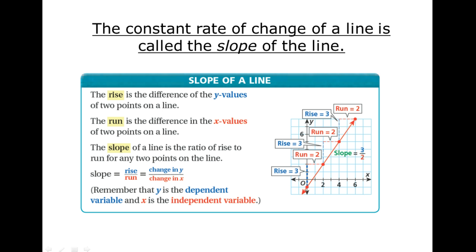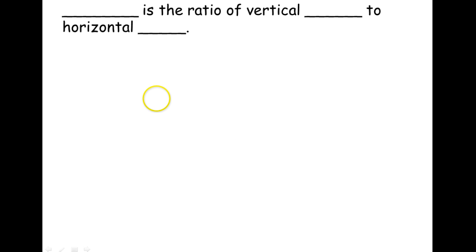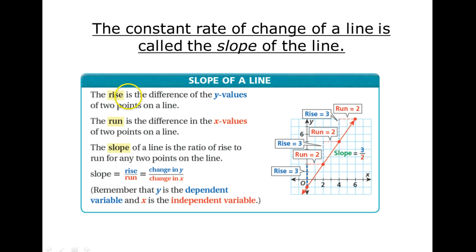Alright, here are some vocabulary words for today: rise, run, and slope. The rise is the difference of the y values of 2 points on a line. The run is the difference in the x values of 2 points on a line. Basically, to find the difference, remember that we need to subtract.